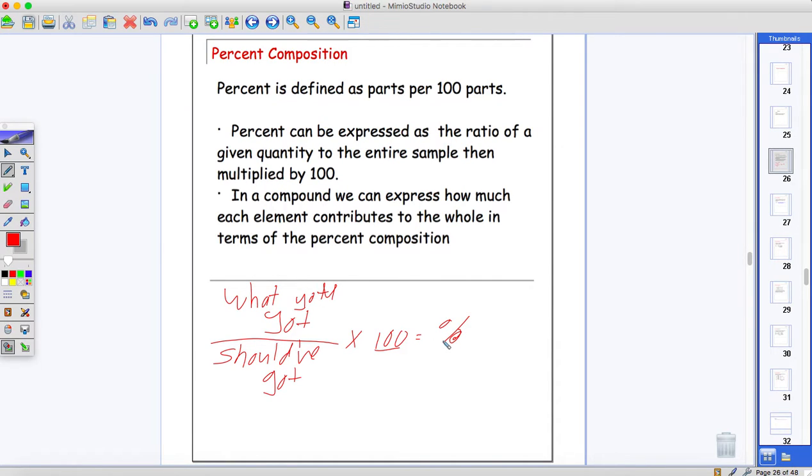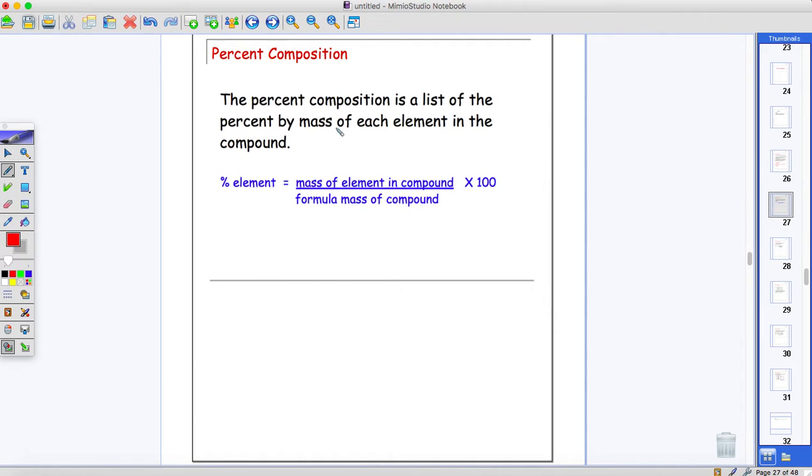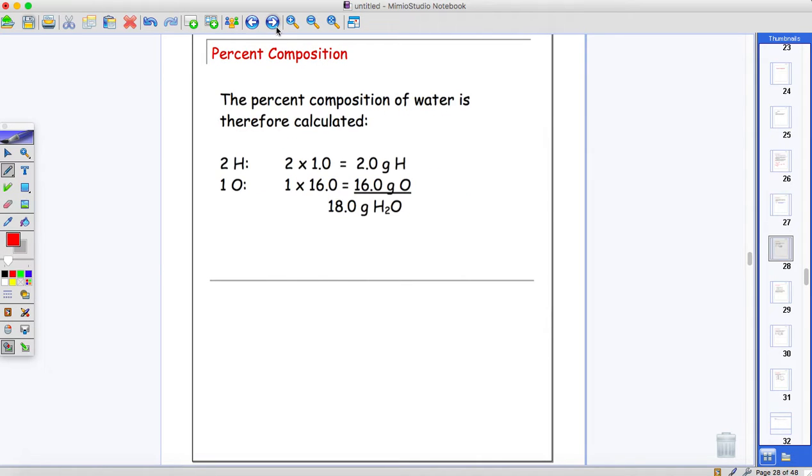It's the ratio of a given quantity to the entire sample, multiplied by 100. We can express how much of each element contributes to the whole in terms of the percent composition. That's what we're going to use this for. So percent composition is a list of the percent by mass of each element in the compound. You're going to take the mass of your element divided by the formula mass of the entire thing, multiplied by 100. That's going to be your percent composition of that element.